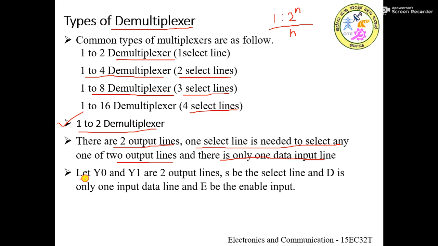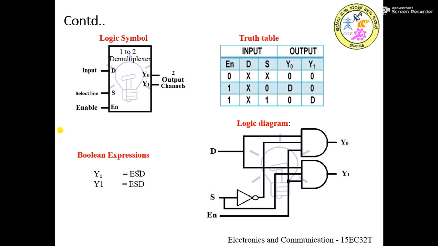Let us designate the outputs with the literals y0 and y1, which are nothing but the output lines, s with the select line, D with the only one input, and E with the enable input. Let's see the logic symbol here. You can see here there is only one input, which is designated as D, and there is only one selection line, that is S, whose content is used to select one among these two output lines, and there is an enable pin. Let's see the operation first, then we will discuss the truth table.